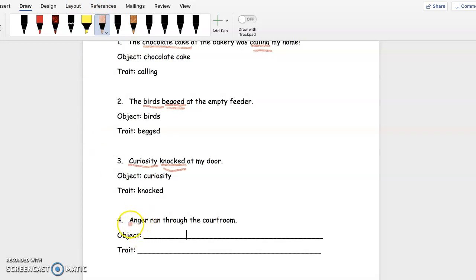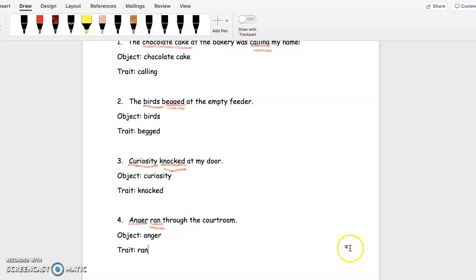And last but not least, number 4, anger ran through the courtroom. Okay. So we know that the object is anger. What did it do? It ran. And we know that anger can't really run, but that is the human quality that it's being given. So the object is anger. The trait is ran. Okay. All right, guys, good. So hopefully everybody did really well on that PDN.